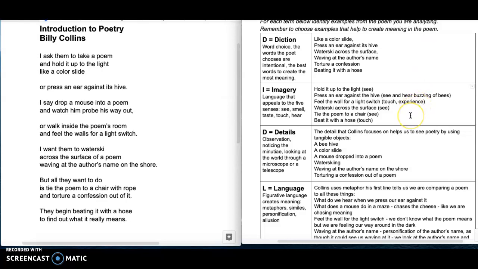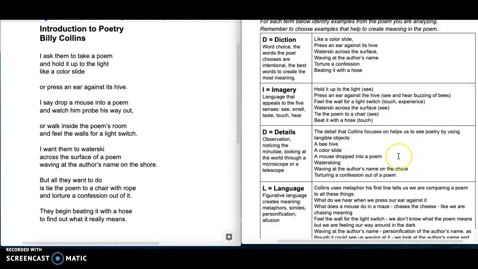Then I go to the next letter in the acronym, I, for imagery. In imagery, we're looking for things that we can see, smell, taste, touch, or hear. The first thing I can see is I'm holding a color slide up to the light. The second thing I can see and hear is the buzzing of bees as we press our ear against the hive. I can touch the wall where I'm feeling in the dark for a light switch. I can see the idea of water skiing across the surface, and I can see the idea of tying a poem to a chair or beating it with a hose is something maybe we can touch.